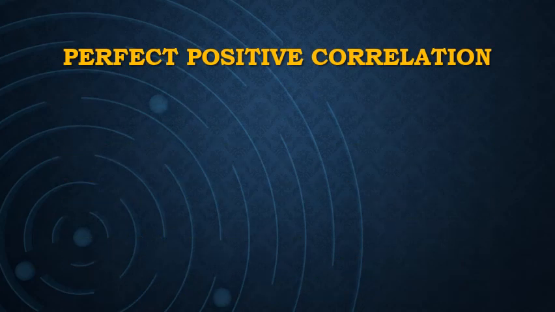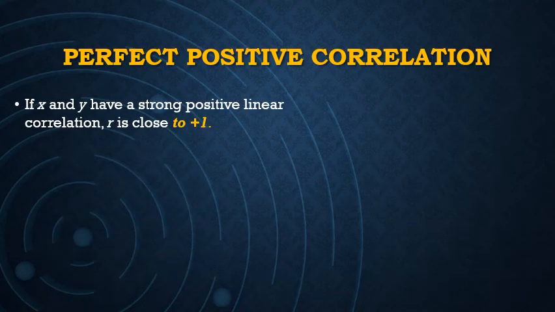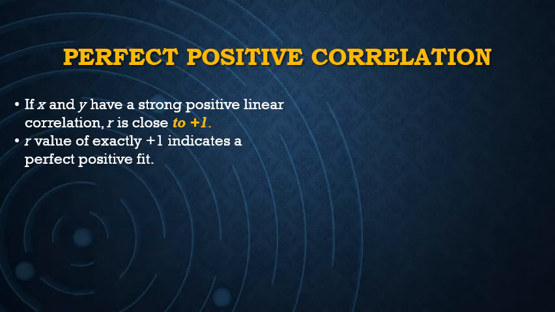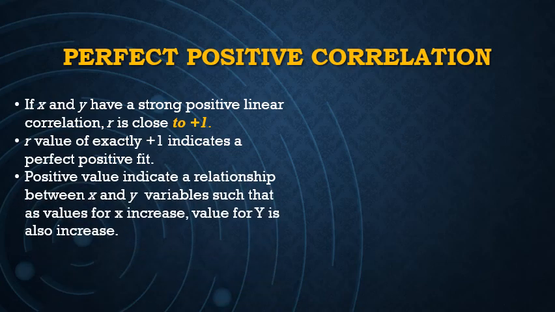Okay, so let's see perfect positive correlation in detail. If X and Y have a strong positive linear correlation, then R is also +1. So an R value of exactly +1 indicates a perfect positive fit. A positive value indicates a relationship between X and Y such that as values of X increase, values of Y also increase, meaning if one is increasing, the other is also increasing.